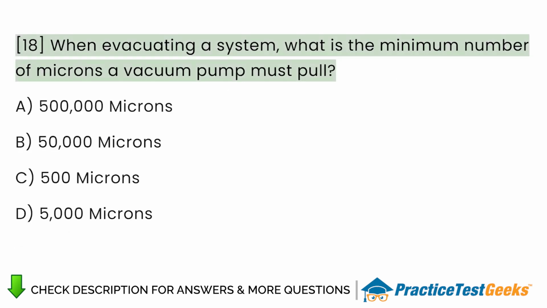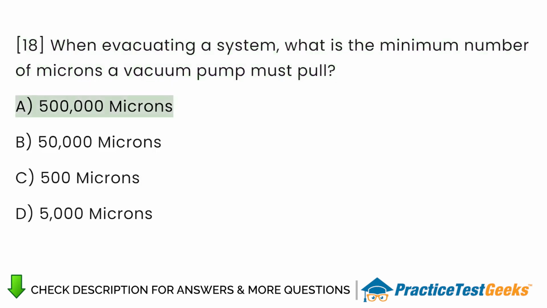When evacuating a system, what is the minimum number of microns a vacuum pump must pull? A. 500,000 microns. B. 50,000 microns. C. 500 microns. D. 5,000 microns.